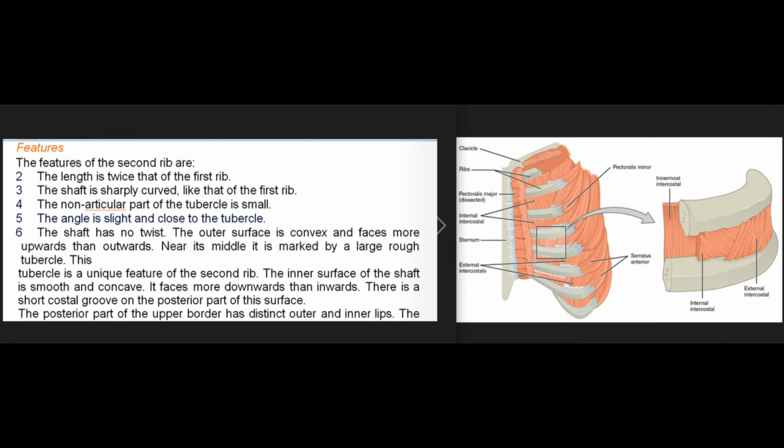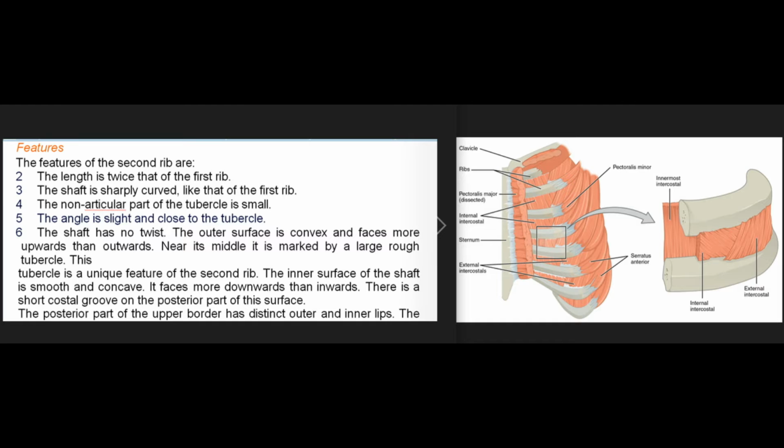Second rib. Features. The features of the second rib are: 2. The length is twice that of the first rib. 3. The shaft is sharply curved, like that of the first rib. 4. The non-articular part of the tubercle is small. 5. The angle is slight and close to the tubercle. 6. The shaft has no twist.